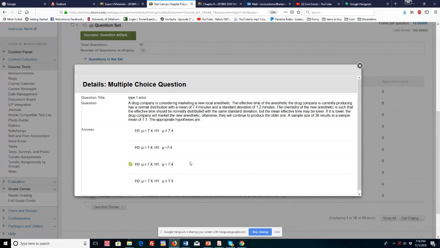So where were we here? Yes. So the alternative hypothesis is that their mean is going to be less than 7.4 because that's what we're trying to prove. Once you have your alternative hypothesis, then you can just take the opposite for your null hypothesis, that your mean is greater than or equal to 7.4.